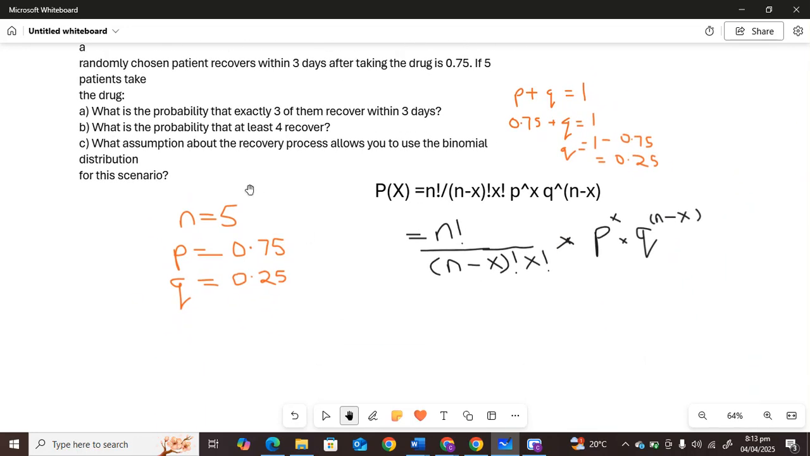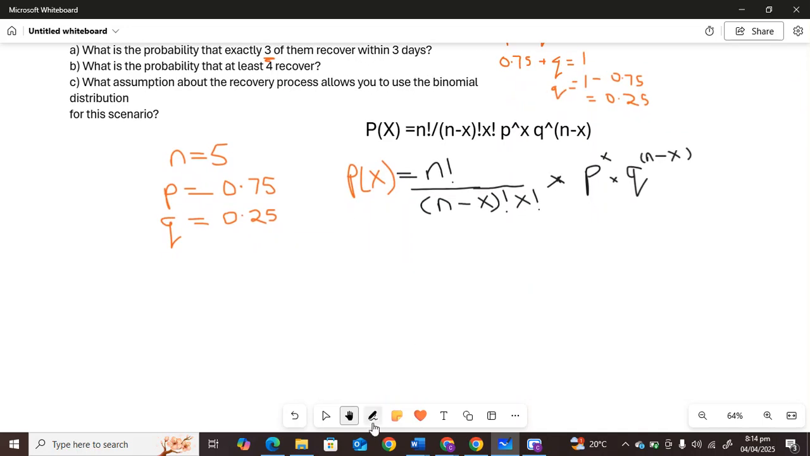Now, we want to find what is the probability that exactly 3 patients recover within 3 days. So, in this case, our X is going to represent 3 people. Exactly 3 people. So, X in this case here is going to be replaced by 3. So, it's just a matter of substitution into the formula.